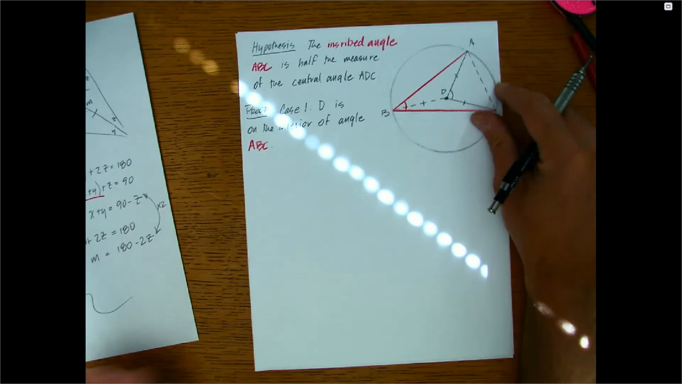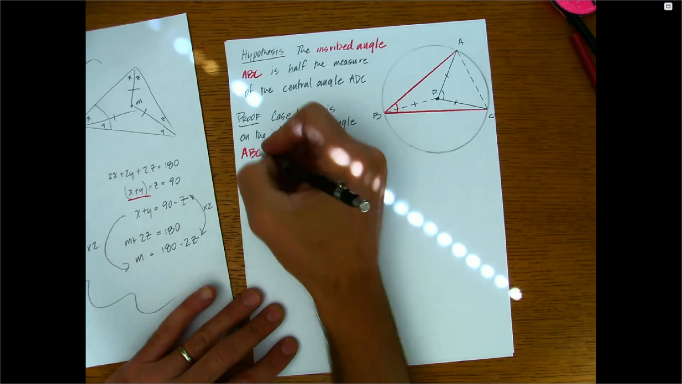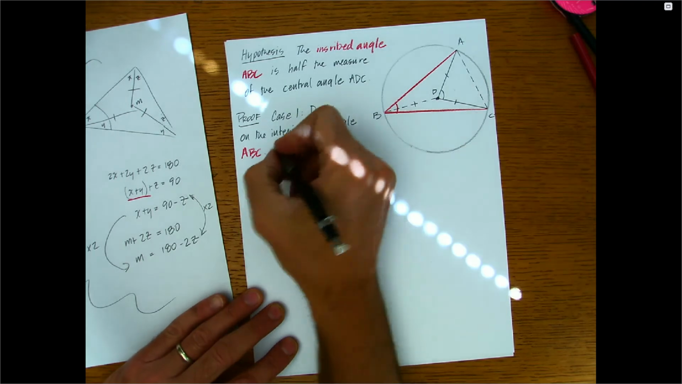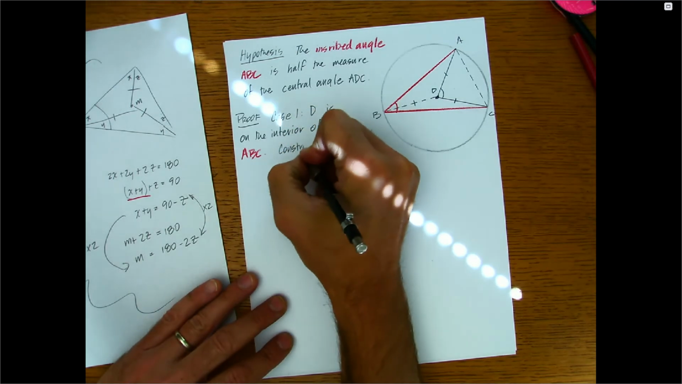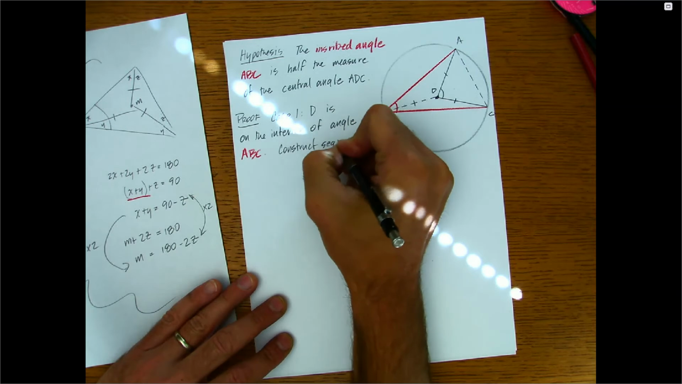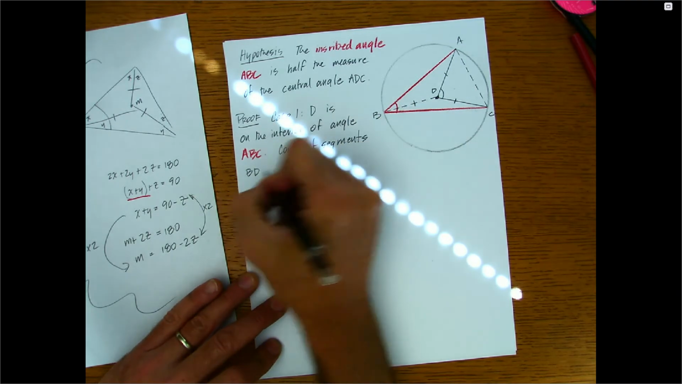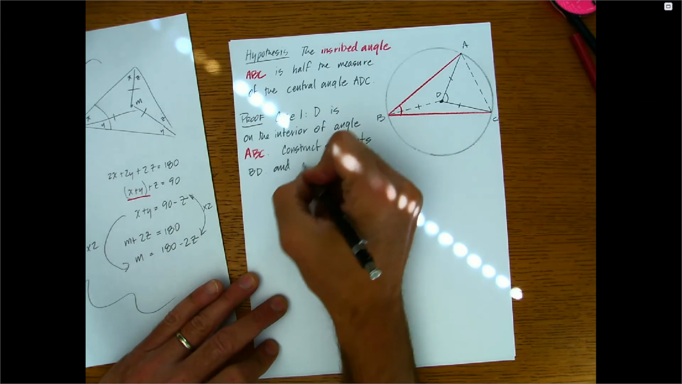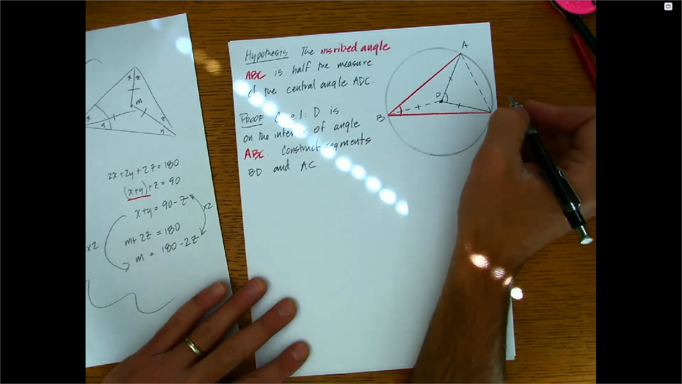All right, so let's go ahead and see if we can make this happen. Okay, so what are we going to do first? We're going to construct segments BD and AC. Okay, so BD and AC.